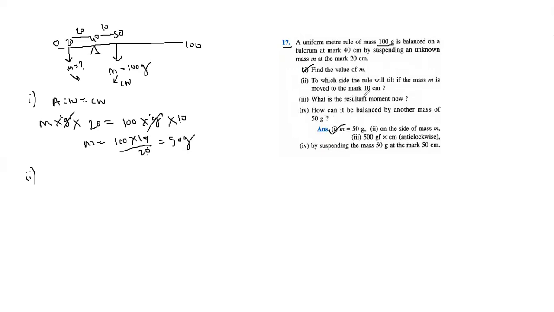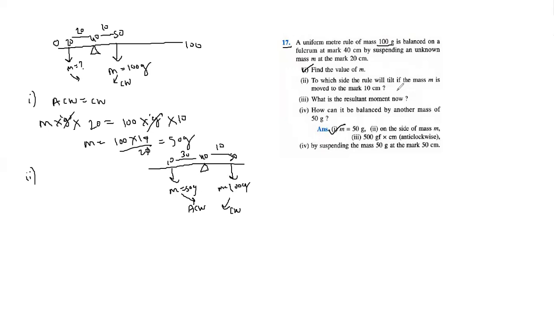Going ahead with the second part, it says to which side the rule will tilt if the mass is moved to the 10 centimeter mark. Which means now the mass is at 10 centimeter, the mass available is 50 gram, the fulcrum is at 40, and the weight of the rule is 100 gram mass, which is at 50. So this distance is 30, this distance is 10, this is anti-clockwise, this is clockwise.